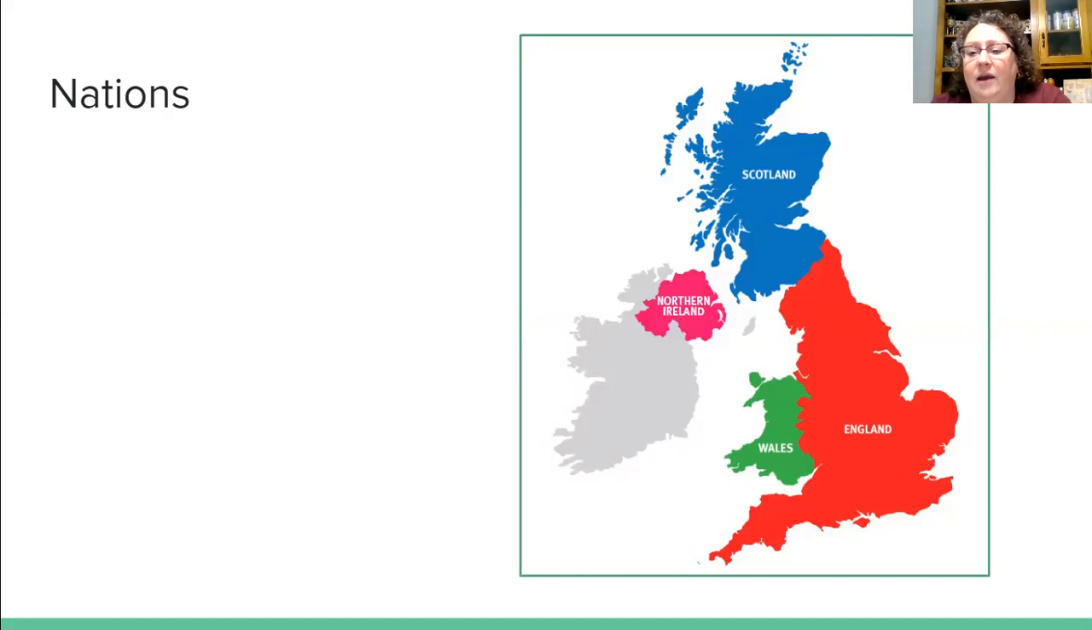So if we think about China, there's the Uyghurs, the Tibetans. If we think about Nigeria, all the different ethnic groups that are there speaking lots of different languages.